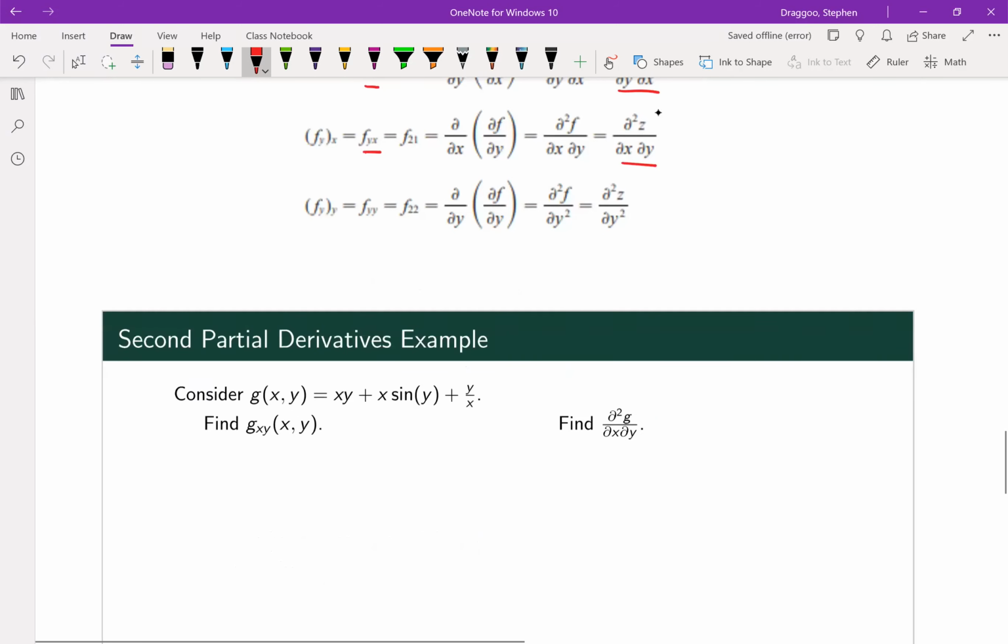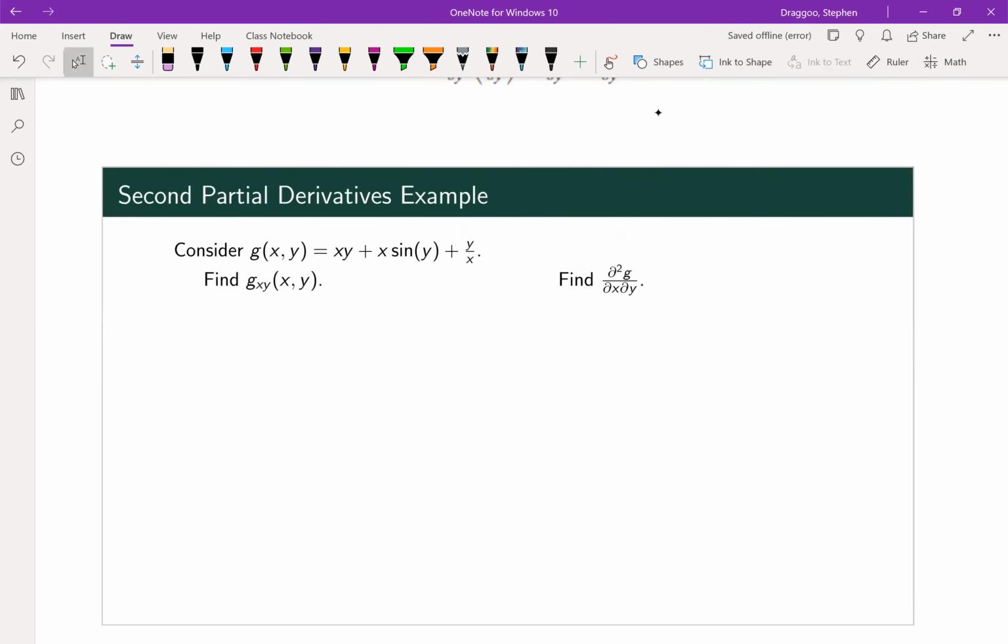All right. If we take a look at some examples, we'll consider a function g this time, and it's three different terms: xy plus x sine y plus y over x. We'll find both mixed second order partial derivatives. The first one, we're going to do x then y, and the second one, we're going to do y then x.